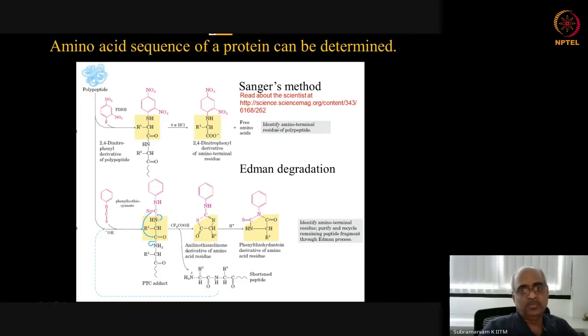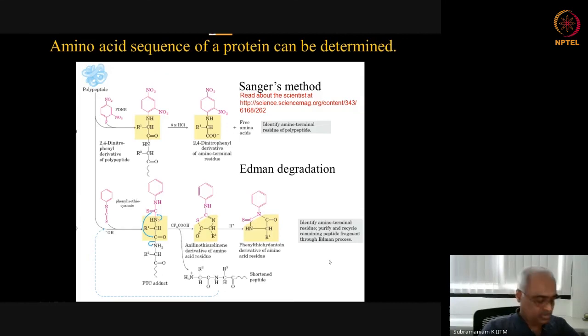The primary improvement over Sanger's method is that in Sanger's method, the entire protein gets hydrolyzed into individual amino acids. Okay, so that is laborious to go and find the second one, third one, and so on. On the other hand, this PTC adduct formation cleaves only the N-terminal amino acid, leaving the rest of the polypeptide chain intact and ready for the next cycle.